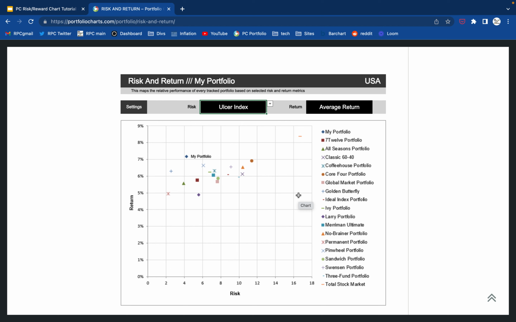And one problem with standard deviation is it includes spikes upward as much as it does spikes downward. But spikes upward don't bug us, right? It was really those down periods which cause us the stress. So got Ulcer Index for risk, and then I like to use perpetual withdrawal rate when I'm talking about risk parity portfolios, because that's really what we're into.